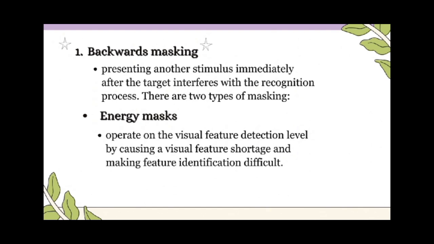This involves presenting a visual stimulus like a word or image immediately after the target word. The mask can blur or obscure the target, making it harder to recognize, such as a burst of light or random dots that disrupts visual feature detection.